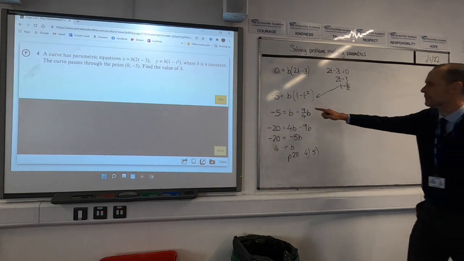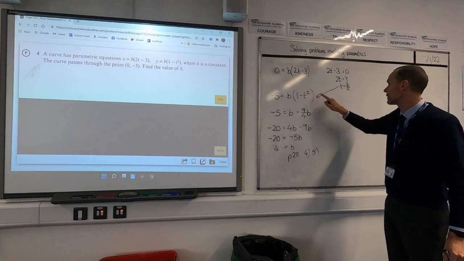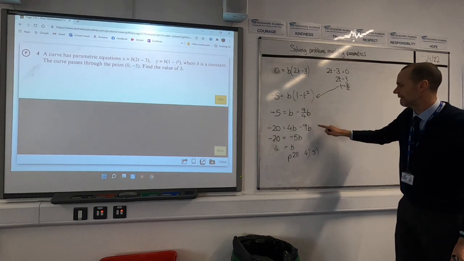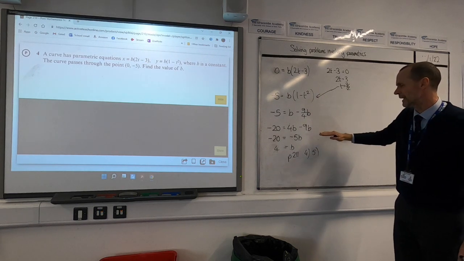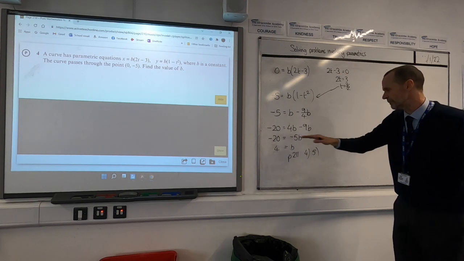Yeah, so I multiplied that out. So b times 1 and b times t squared, which is 9/4. I multiplied everything by 4. Sorted out b's, divided by -5.